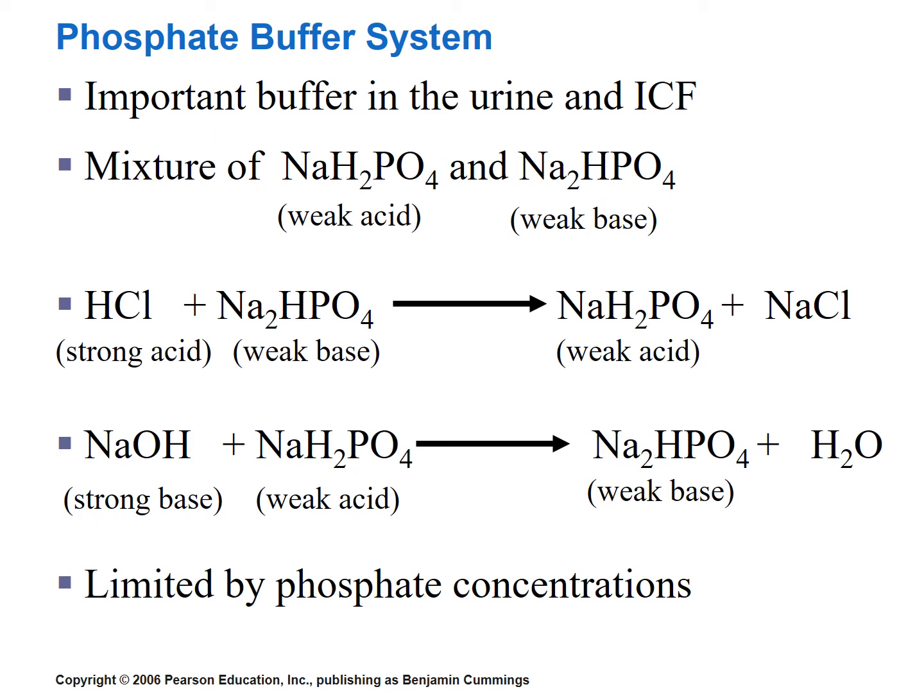The phosphate buffer system is an important buffering system in the urine and also in the intracellular fluid. It consists of a mixture of sodium dihydrogen phosphate and sodium hydrogen phosphate as the weak base. As we saw with the bicarbonate buffer system, the weak base interacts with the strong acid to yield a weak acid and salt, and the weak acid of this buffer system interacts with strong bases to yield a weak base and water, therefore minimizing changes in pH.